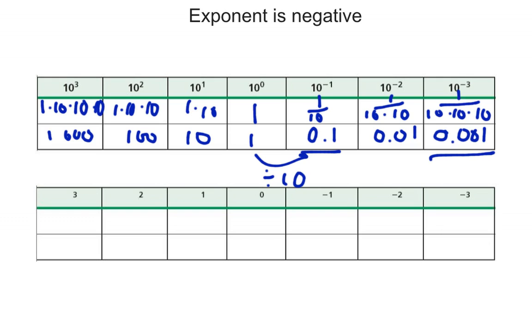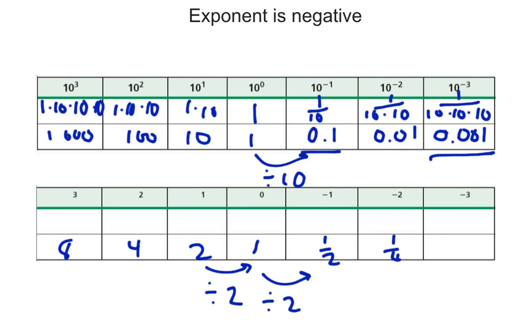So if I had, this was 8, this was 4, this was 2, this would be 1, this would be 1/2. Because I needed to divide by 2 at this step. In fact, all of these steps were divided by 2. So this one would become 1/4. This one would become 1/8.